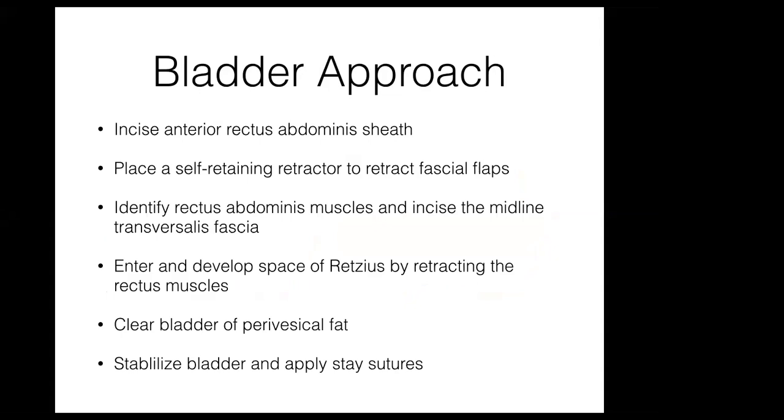And then you incise the anterior rectus abdominis sheath. You place a self-retaining retractor to retract the fascial flaps. And you incise the midline transversalis fascia. You then enter and develop the space of Retzius by retracting the rectus muscles. And then you have reached the bladder, after which you clear the bladder of perivesical fat. And then you stabilize the bladder and apply stay sutures.